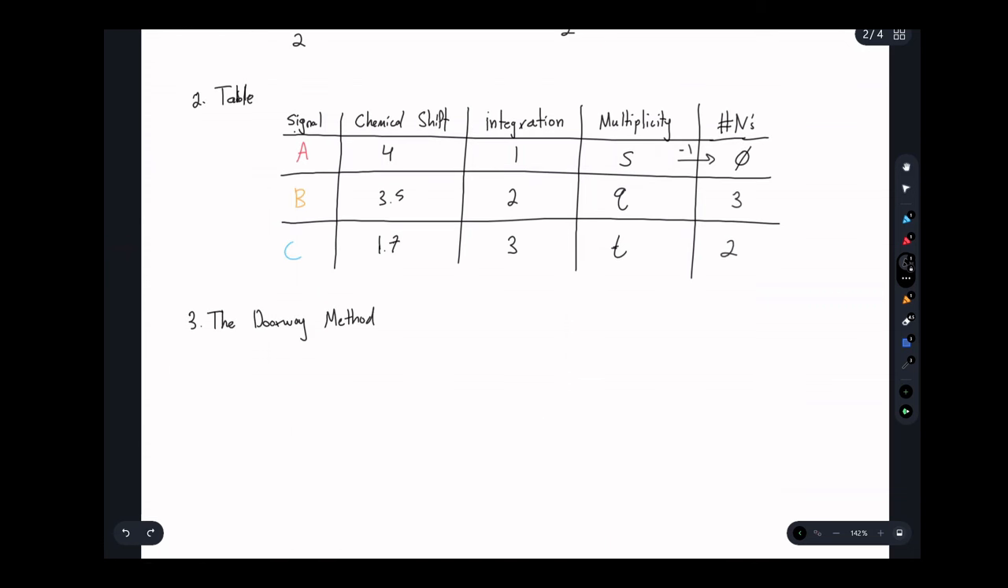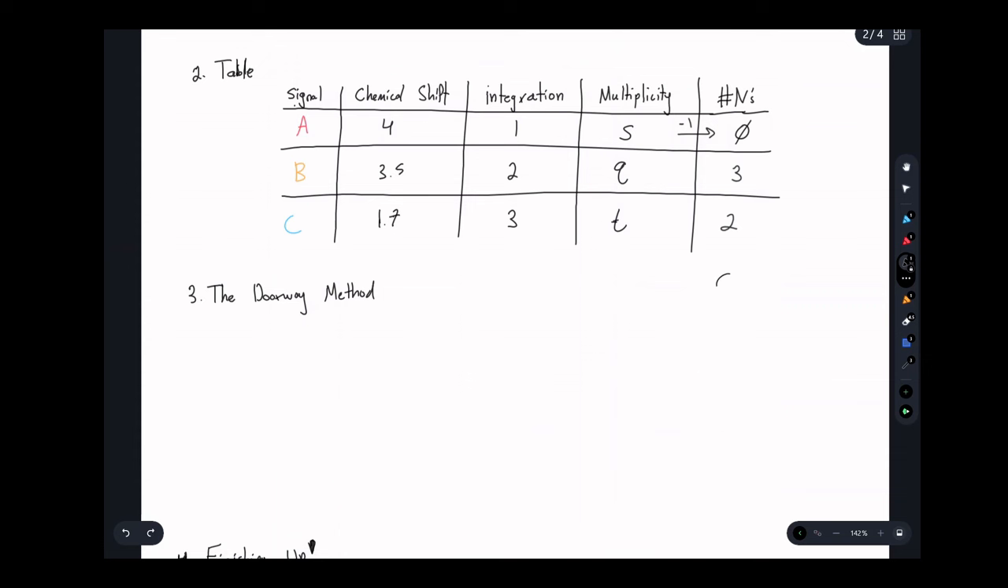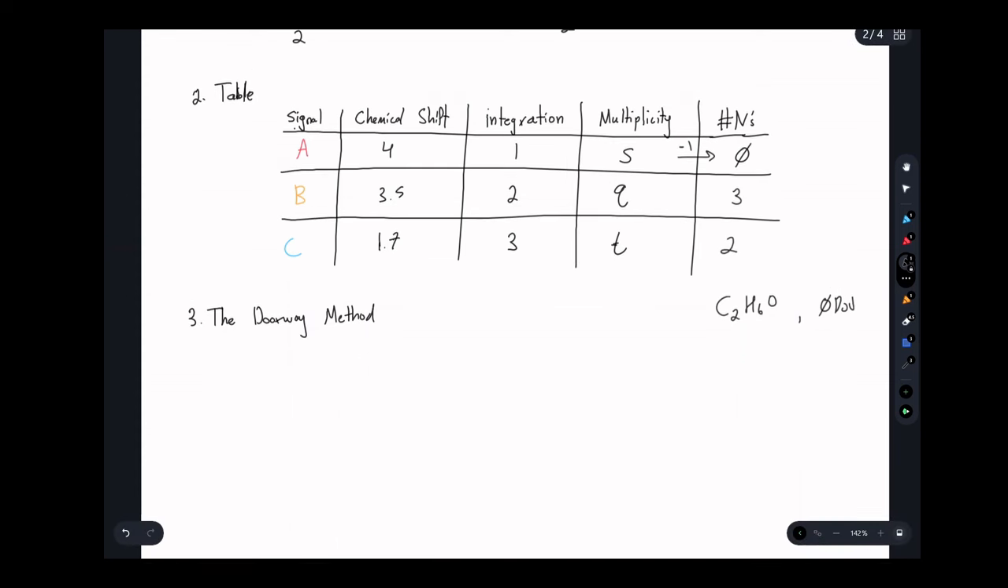So moving down, we don't really need the spectrum anymore. Let's remind ourselves that the chemical formula is C2H6O and that we have 0 degrees of unsaturation to work with. Now let's apply the doorway method. Looking at these 3 signals, and based on what I've mentioned previously, which signal do you think we should start with?